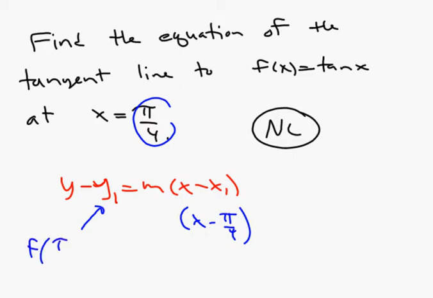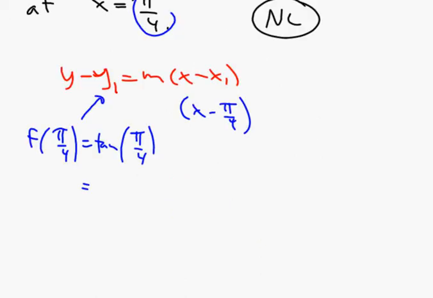So f of pi over 4 is equal to the tangent of pi over 4. The tangent of pi over 4 is just 1. Okay, so that's not bad. So you have y minus 1 equals blank times x minus pi over 4. Oop, hold on a second. It should be a 4 down there.